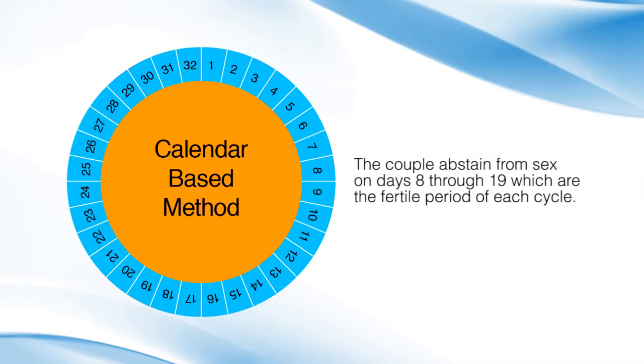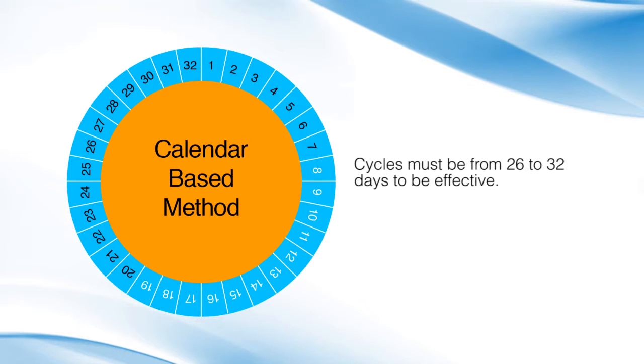The calendar-based methods include the standard day method as well as the calendar calculated method. The standard day method was developed by the Institute of Reproductive Health at Georgetown University. It is an updated calendar method. The couple abstains from sex on days 8 through 19, which are the fertile period of each cycle. Cycles must be from 26 to 32 days to be effective.